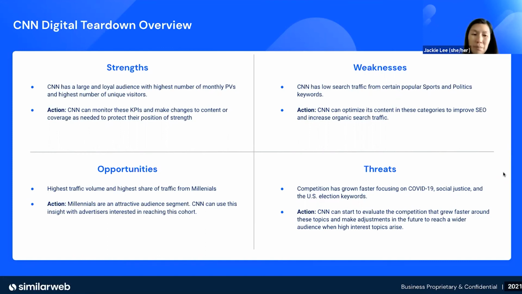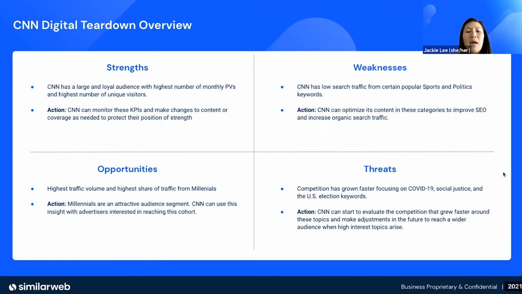Within opportunities, we know that CNN has the largest traffic volume and highest share of traffic from millennials, which is huge. Since the millennials are such an attractive audience segment, CNN can start to use this insight when they are pitching to advertisers who are interested in reaching this cohort. It makes a stronger use case and will hopefully help them take advantage of this opportunity to increase their revenue share.